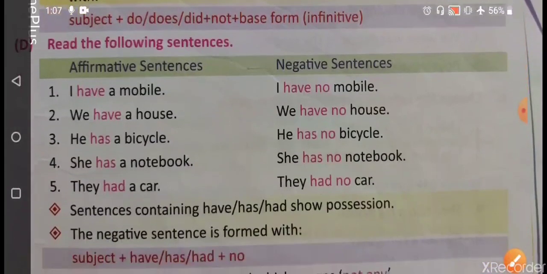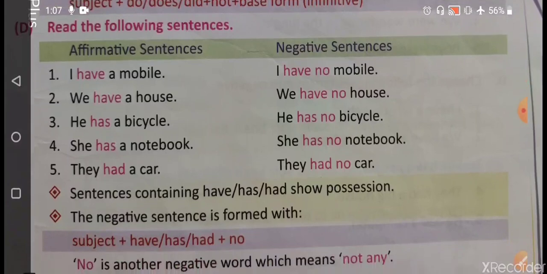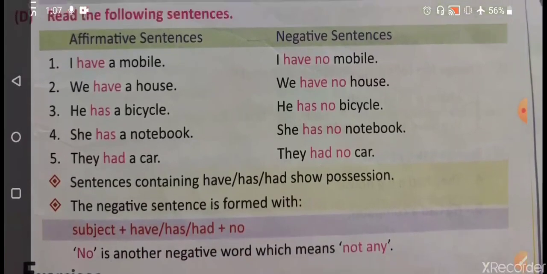Coming on to the fourth one, read the following sentences. I have a mobile. I have no mobile. We have a house. We have no house. He has a bicycle. He has no bicycle. She has a notebook. She has no notebook. They had a car. They had no car. Sentences containing has, have, had show possession.